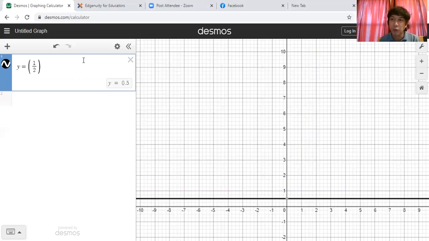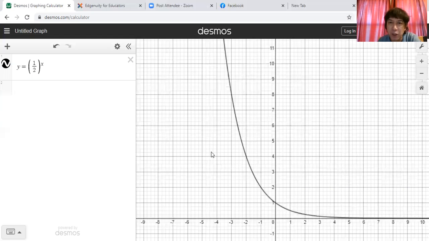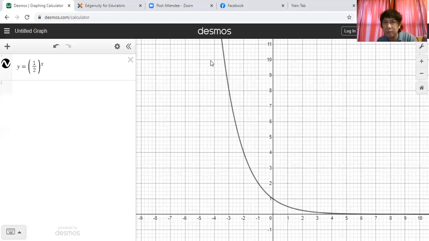1/2 is in between 0 and 1. Okay, and then we will raise this to a power, say, the variable x there. And observe the graph. Okay, it starts from a very, very high value, and then as you increase your x from negative to positive, it approaches the value 0.